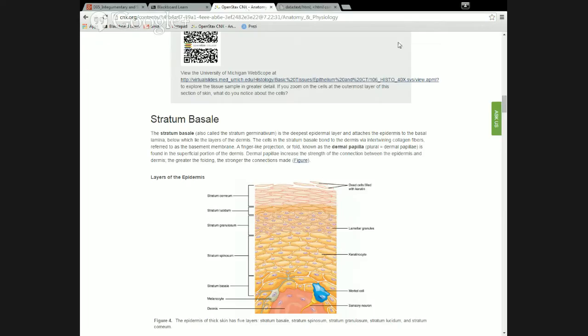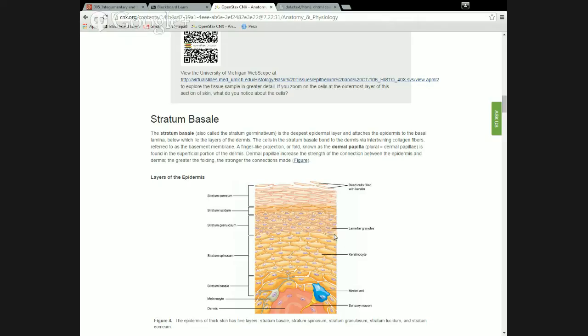Those are found in the stratum spinosum, which just don't happen to be in the picture here. But that's where you find them. If something gets in through the skin, if it gets down to the stratum spinosum, then the skin's not doing any good to stop it. And so the dendritic cells are there to kind of act as lookouts or sentries, and they can let the immune system know when something's gotten in.